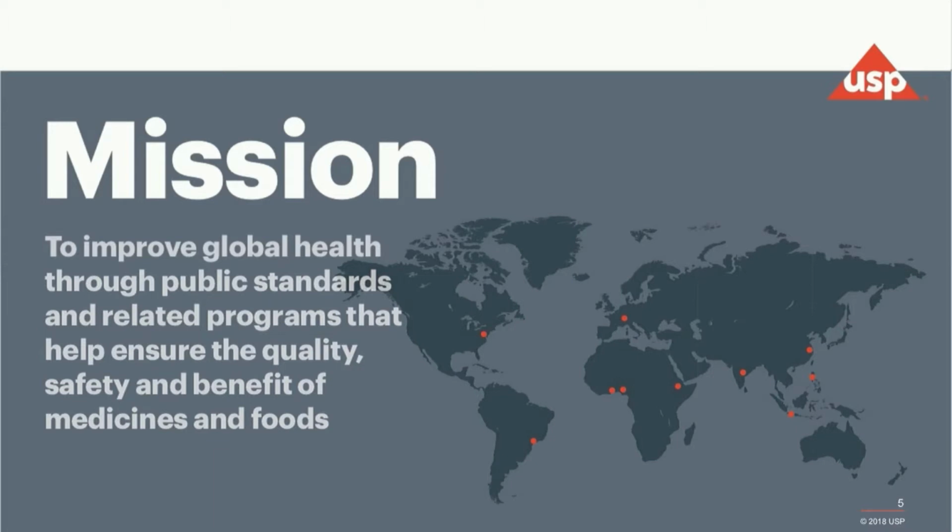We are a global organization, and it may be a little bit difficult to see on this slide, but all of those little orange dots are locations where USP has either an office or a laboratory. We currently have laboratories in the US, in Brazil, India, China, and Ghana.